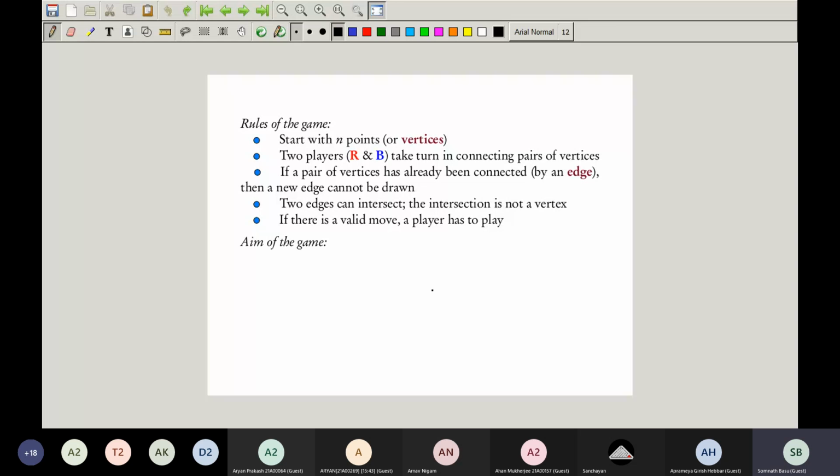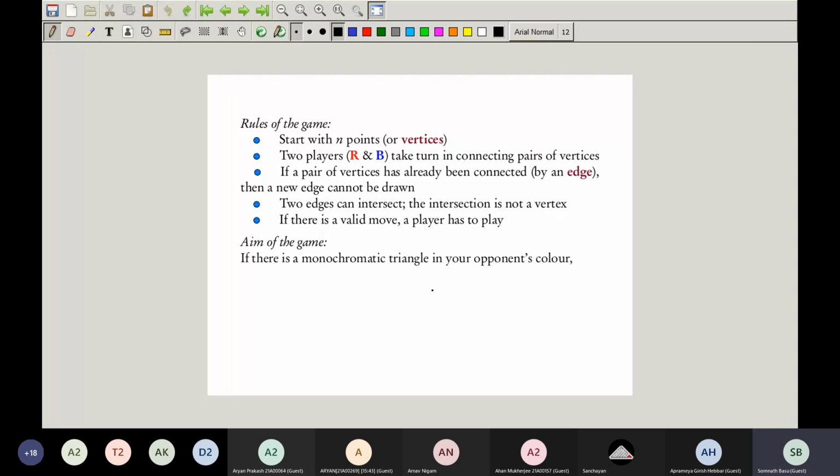So what's the aim? The aim is pretty simple actually. The aim is to basically ensure that your opponent ends up drawing a monochromatic triangle in his or her own color. Meaning, if you are the red player, your job is to connect edges using red colors in such a way that the blue player ends up drawing a blue triangle. And a blue triangle simply means it will be 3 blue edges joining 3 vertices so that it resembles a triangle. Okay. Any questions? So we'll draw pictures very soon.